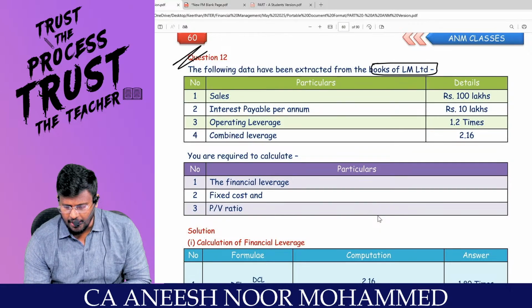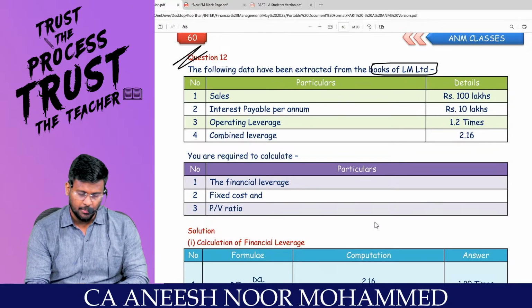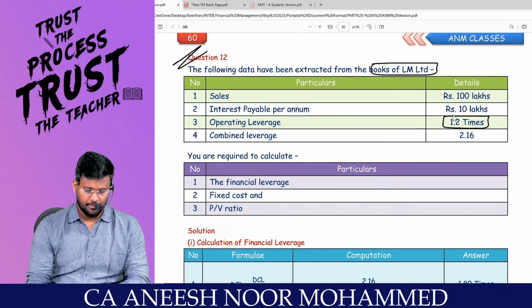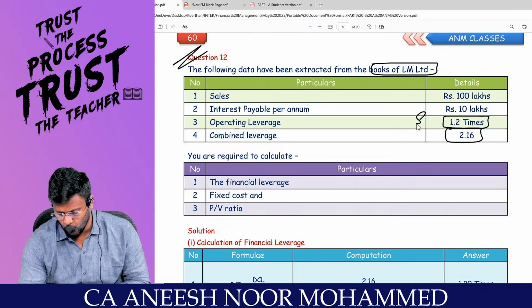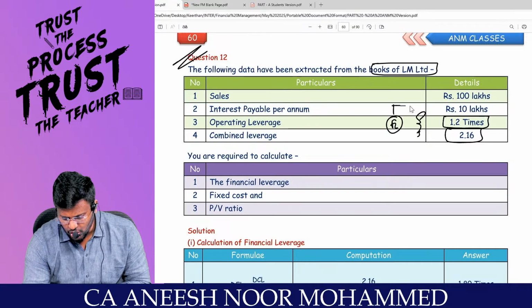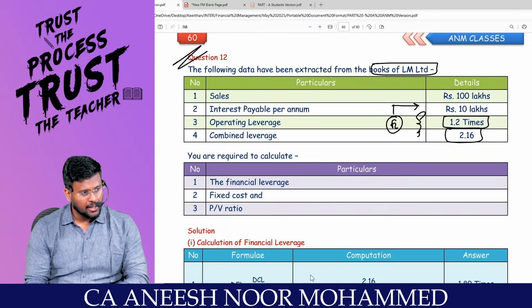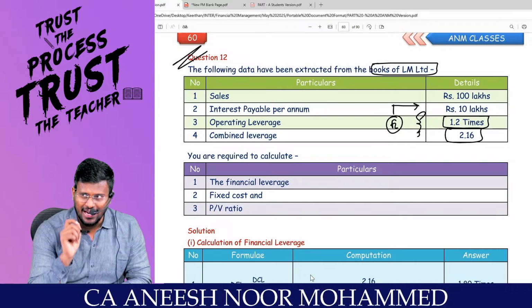Interest payable per annum. Interest is a financial item which should come below the EBIT. Operating leverage they gave 1.2 times. Combined leverage they gave 2.16 times. With this we can find out the financial leverage, because financial leverage and interest have a link. With that we can break the EBIT. Once we get the EBIT, we can crack it with the operating leverage.